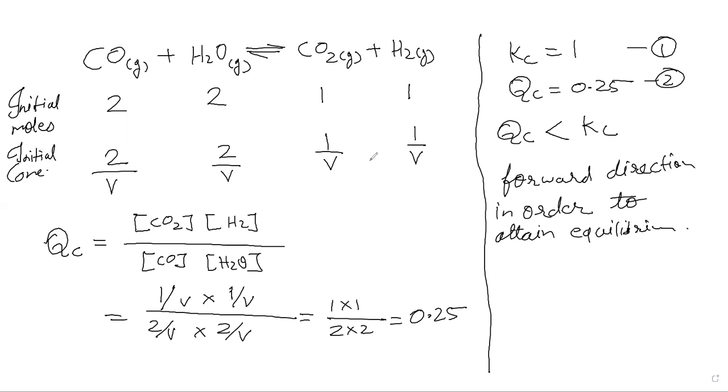So here we solved this numerical, and we got that the reaction will move in the forward direction in order to attain equilibrium. Now, suppose they ask the question: what would be the final concentration of reactant and product? Then how can we calculate that? For that, we need to solve this equation again.